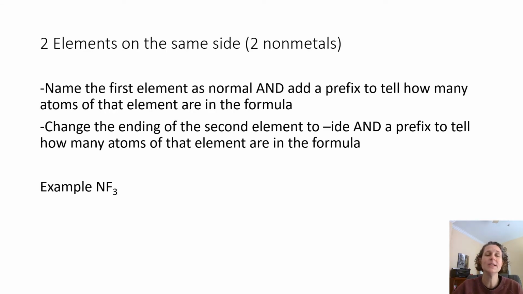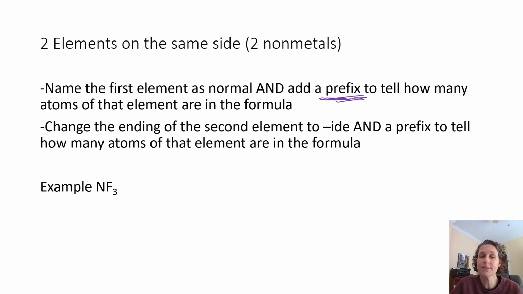All right. Now, if the two elements are on the same side, you have two nonmetals. This is very often called a covalent compound. You would name the first element just like normal and add a prefix. So here are those prefixes that we listed in your notes somewhere. The prefix is there to tell you how many. So now the numbers do matter if they are in your formula. The prefixes are similar to what you've learned in math.